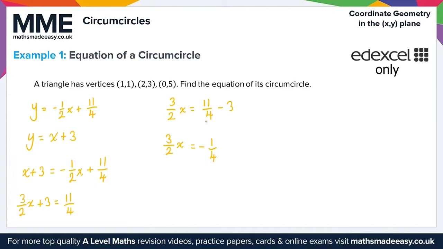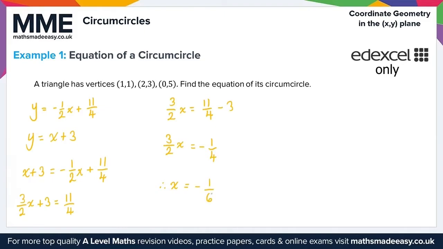Okay, so now we want x, so that means we just need to divide by 3 over 2. Okay, or we could simply times that by 2 over 3. That's the other way we could do that. But in that case, what we get for x then, if we divide it by 3 over 2, we simply get minus 2 over 12, which we can simplify to give us minus 1 over 6 there.